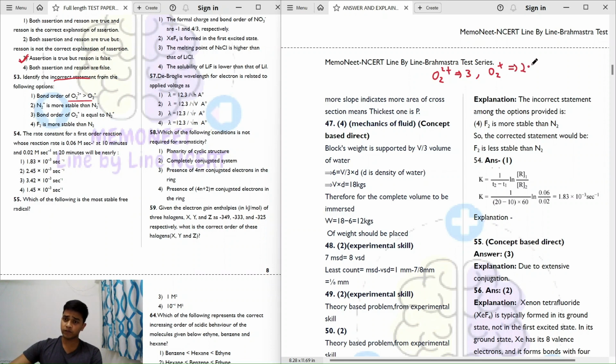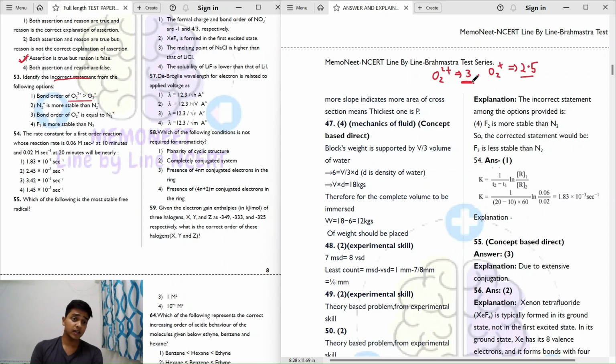order is 2.5. When we are filling the molecular orbitals for O2, the last two electrons are filled in an antibonding molecular orbital. So when we go from O2 to O2+, we are removing one electron from an antibonding molecular orbital, so the bond order becomes 2.5. And when we go to O2 2+, we have removed two electrons from the antibonding molecular orbital, so the bond order becomes 3. So bond order of O2 2+ is greater than that of O2+.